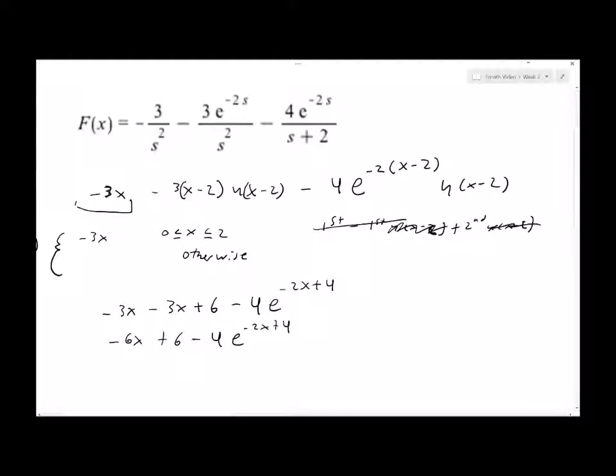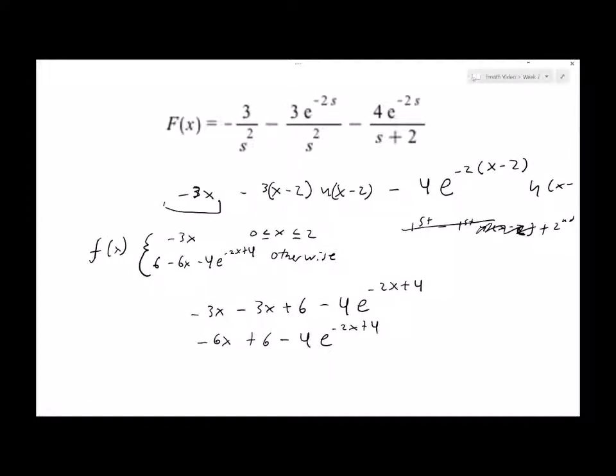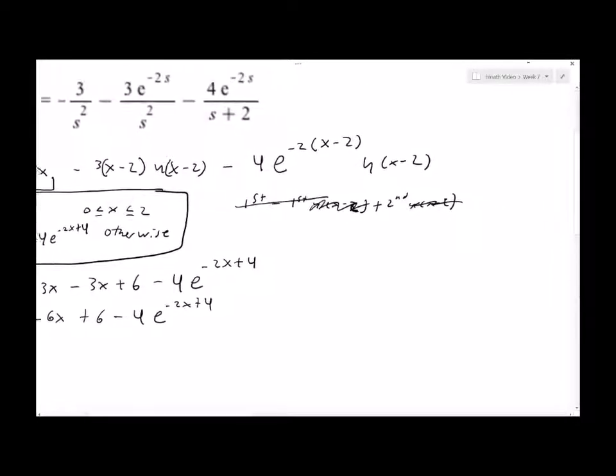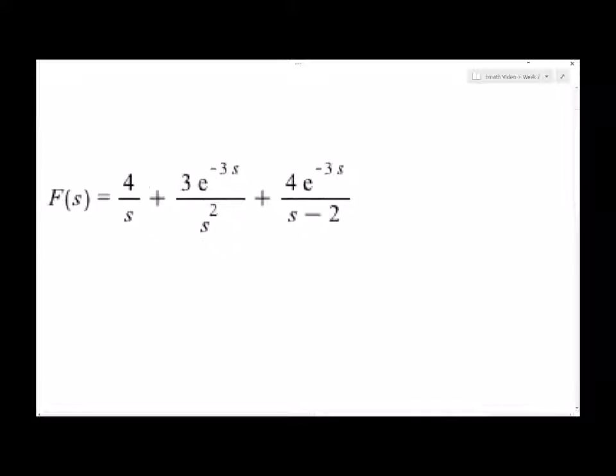So it's not that bad. It's not bad at all. So we're left with, I guess if we want to do it in order, it'd be 6 minus 6x minus 4e to the negative 2x plus 4. And this is going to be a multiple choice, so you're going to really have to look at how they format it, but it's pretty straightforward. Alright, let's do another one.